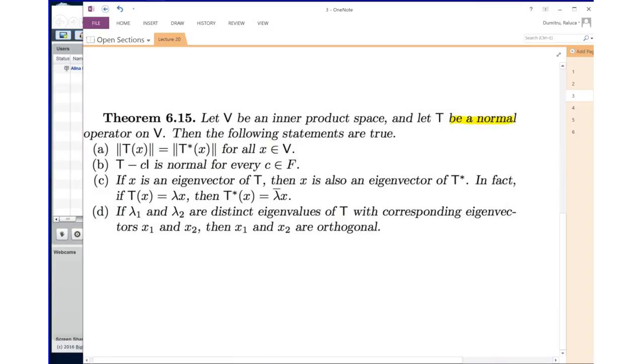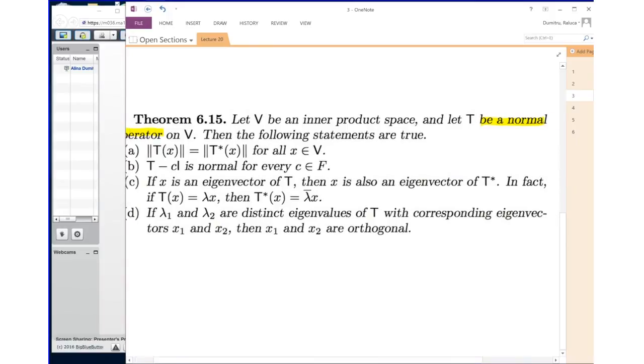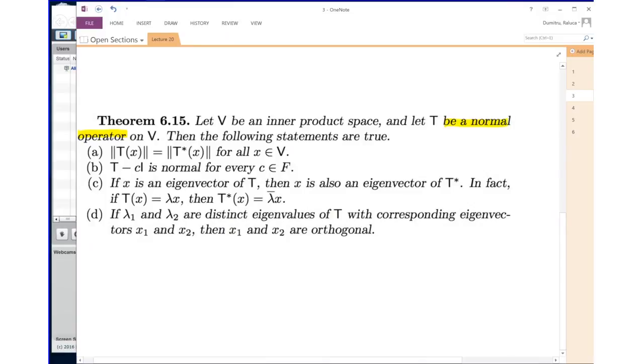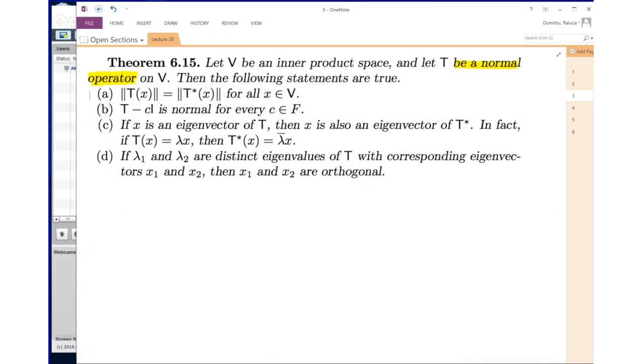So T is assumed to be normal. Then we have the following properties. T and T star turn out to have the same norm for every vector x.